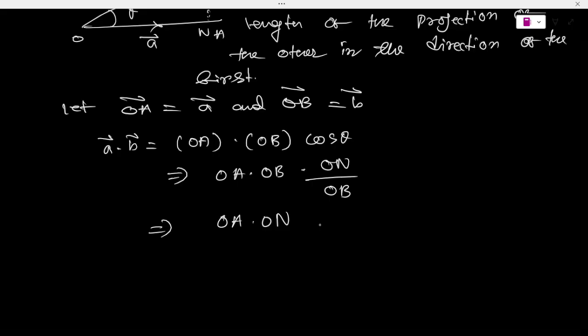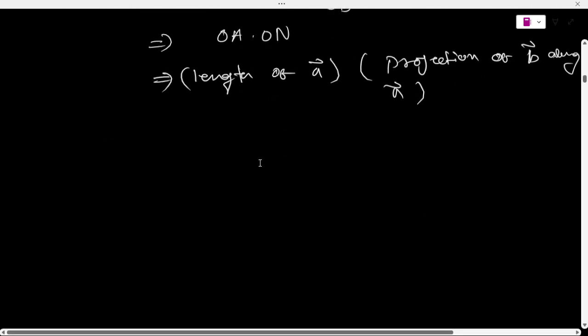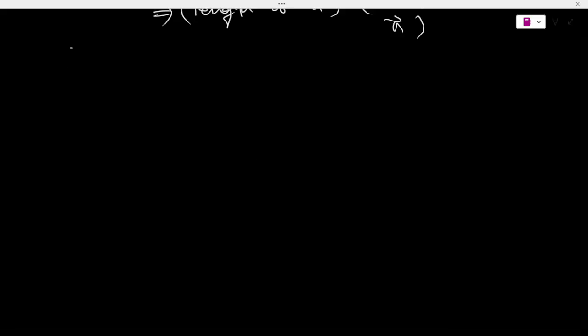So what will be the result? The length of A vector into the projection of B along A vector. So that's the thing. Useful result, some important results. Let's draw some important results.